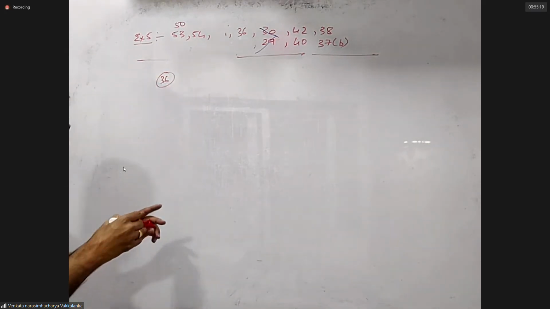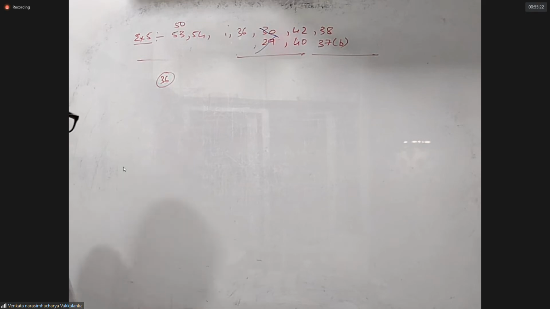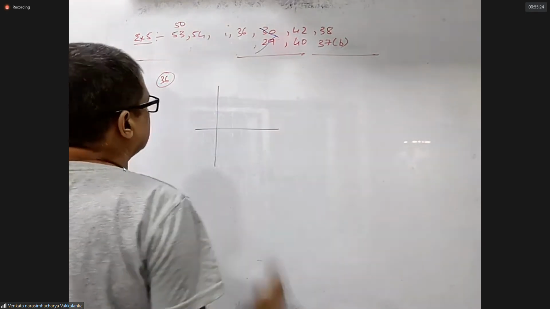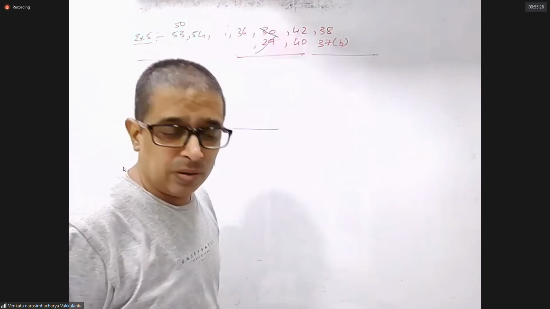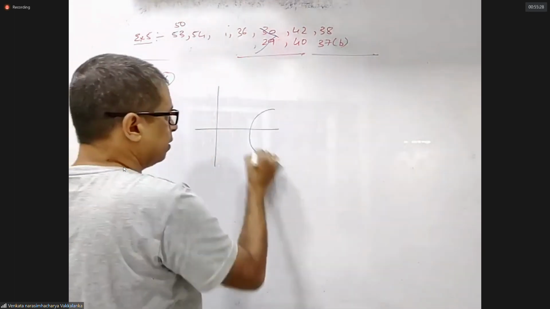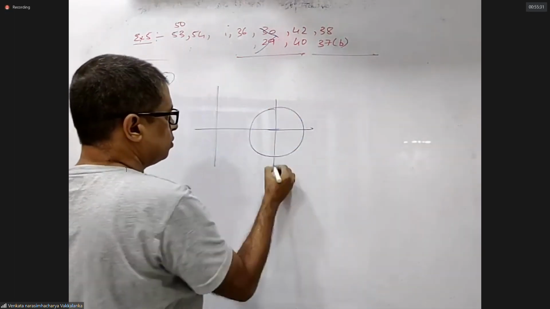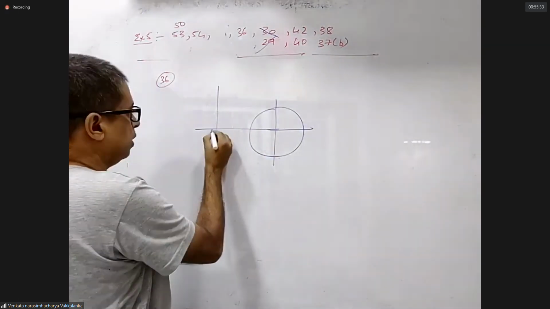36, instantaneous axis of rotation. I've done this in the class. That's what I don't know why they are asking. If somebody... it's okay. क्या बहुत दिन हो गया करके.